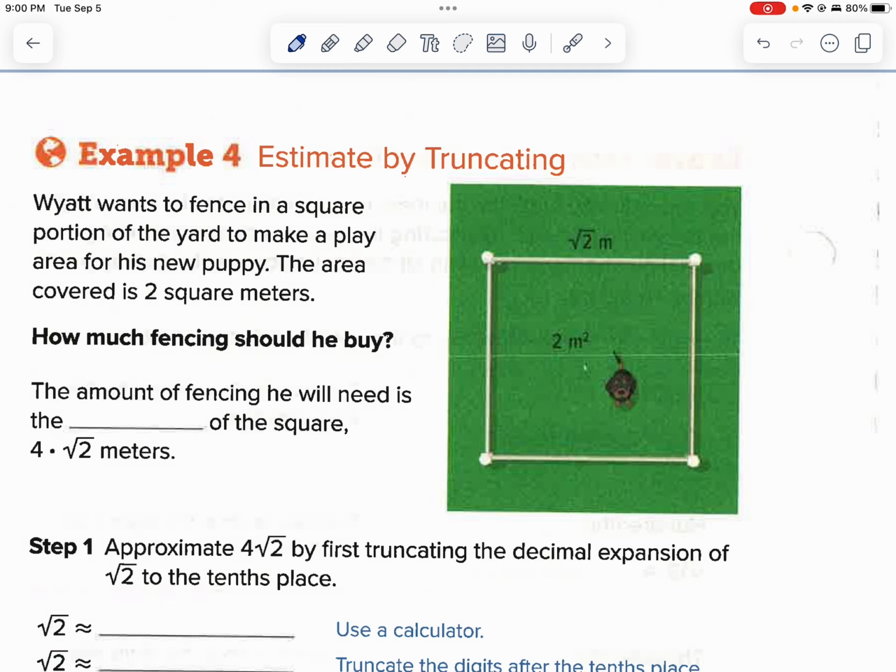Wyatt wants to fence in a square portion of the yard to make a play area for his new puppy. The area covered is 2 square meters. How much fencing should he buy? Okay, so remember that if the area is equal to s squared, that means s squared is equal to 2, so I take the square root, and I get the side is equal to the square root of 2. So we know the side is equal to the square root of 2.